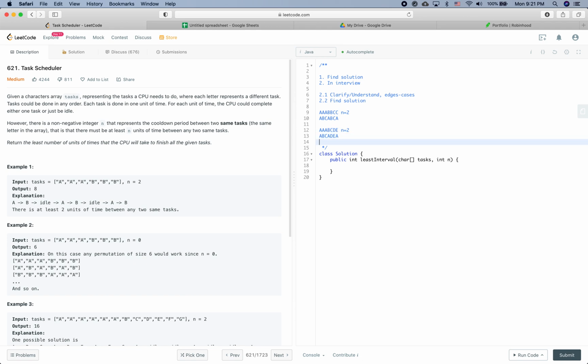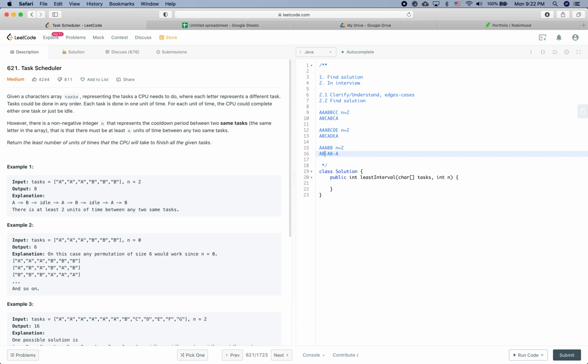Let's take a look at some other test cases which could potentially break this. Let's say we have A and BB, and N is equal to 2. First we could have A dash A dash A, and we further insert the B here. So the algorithm still works. First we schedule all the A's and put the dashes in between, and then we fill in the dashes with the other tasks.